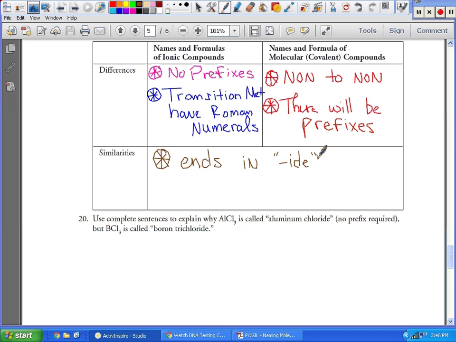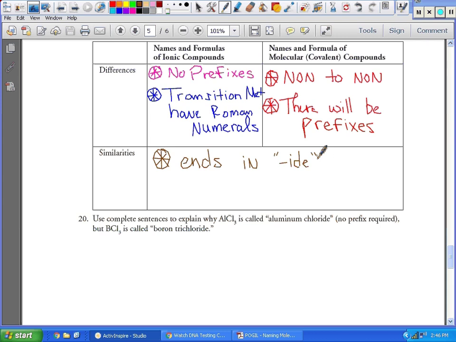All right, so I think question 20 is a really good question. A lot of you I discussed this with in your groups. Use complete sentences to explain why AlCl3 is called aluminum chloride, and it tells you no prefix is required, but BCl3 is called boron trichloride.